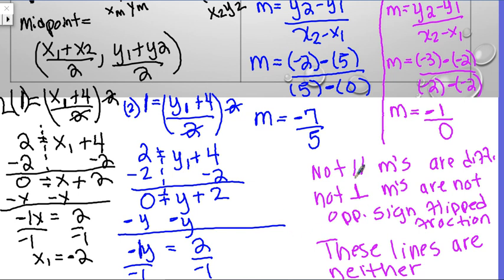So that means they're not going to be parallel and they're not going to be perpendicular. Okay, so go ahead and finish the rest of these problems. Please, please, please, I'm asking you to do your work so you can come tomorrow.